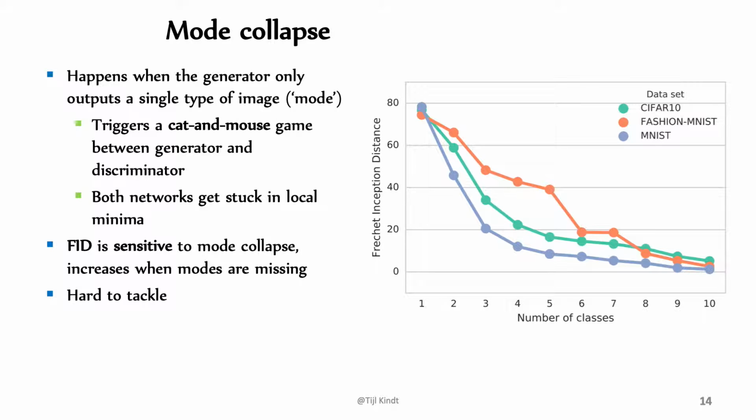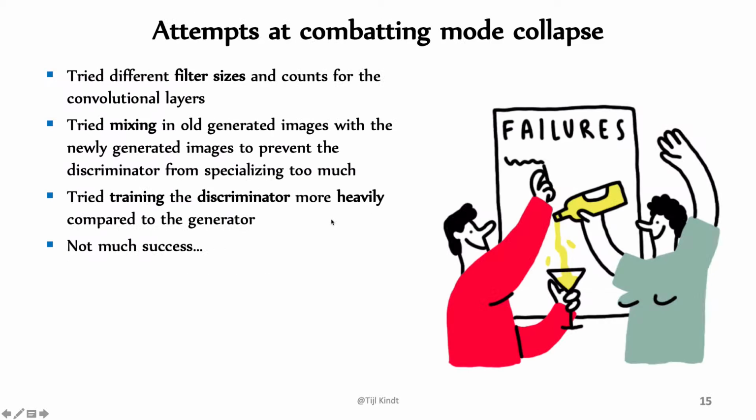The FID score is quite sensitive to this, which is why the FID score went up, which means bad. You can see that on the right here with some common data sets. As the number of classes that it's supposed to generate goes down, the FID score goes up. So this is quite hard to tackle. I tried to tackle it in a couple of different ways.